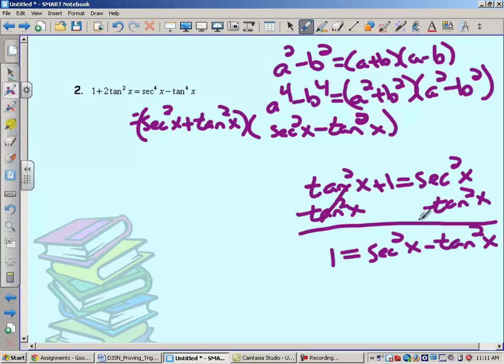You will get used to this, and you'll start to notice that you'll use this more often. So once you do it 2 or 3 times, you'll be like, hey, I've seen that movie. I know how this goes. So if you see secant squared minus tangent squared, you can just call it 1.